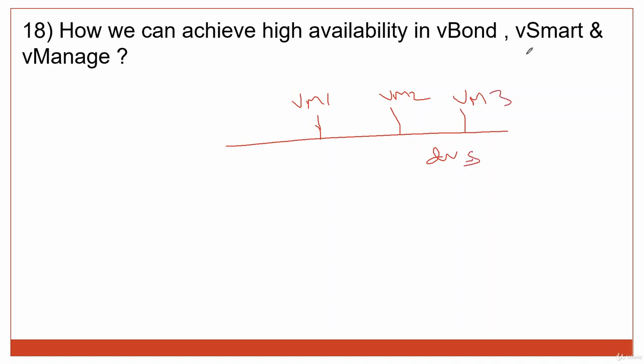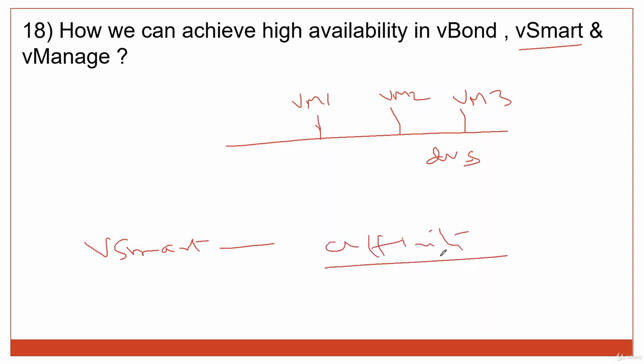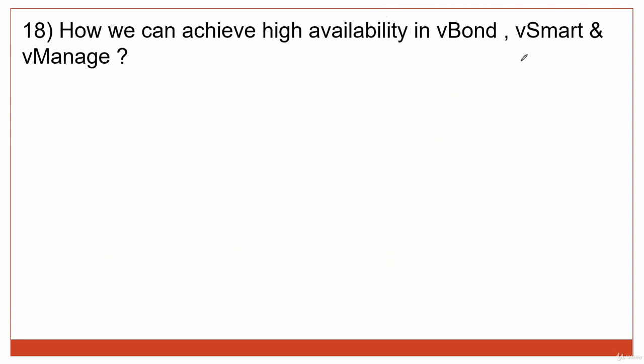Correct? Now finally, and the important one, what about vSmart? For vSmart, we have a technology called Affinity. And what this Affinity technology is doing, or the strategy is doing, let me try to explain here, because it's very important that we design a proper method for vSmart.